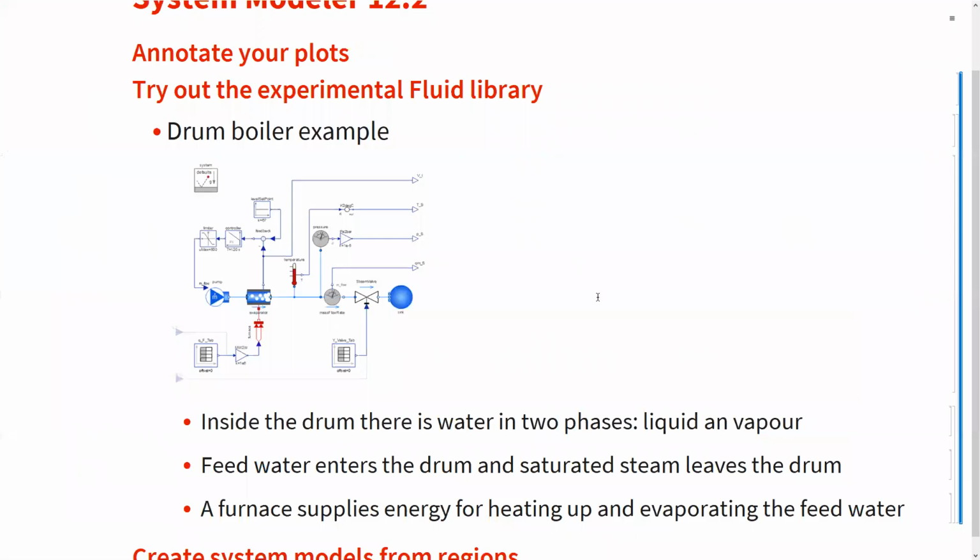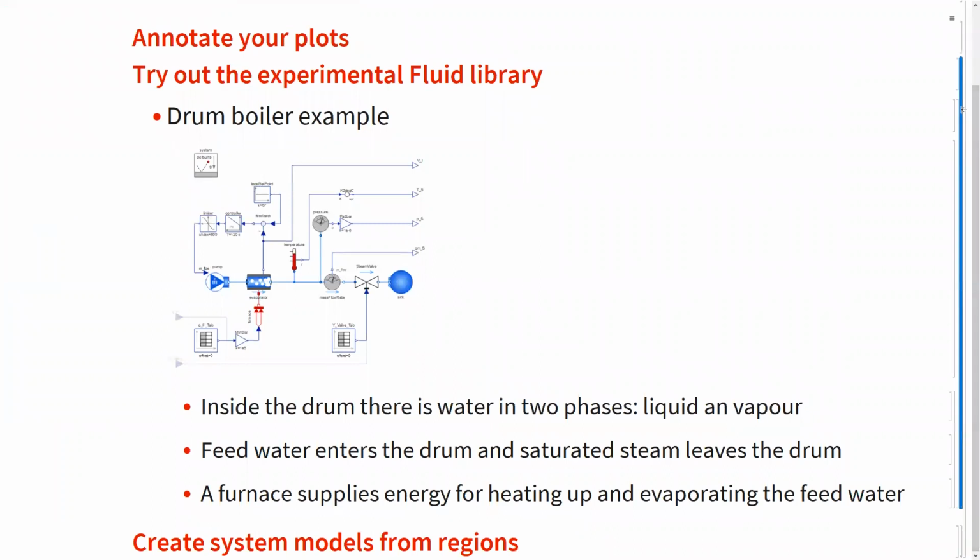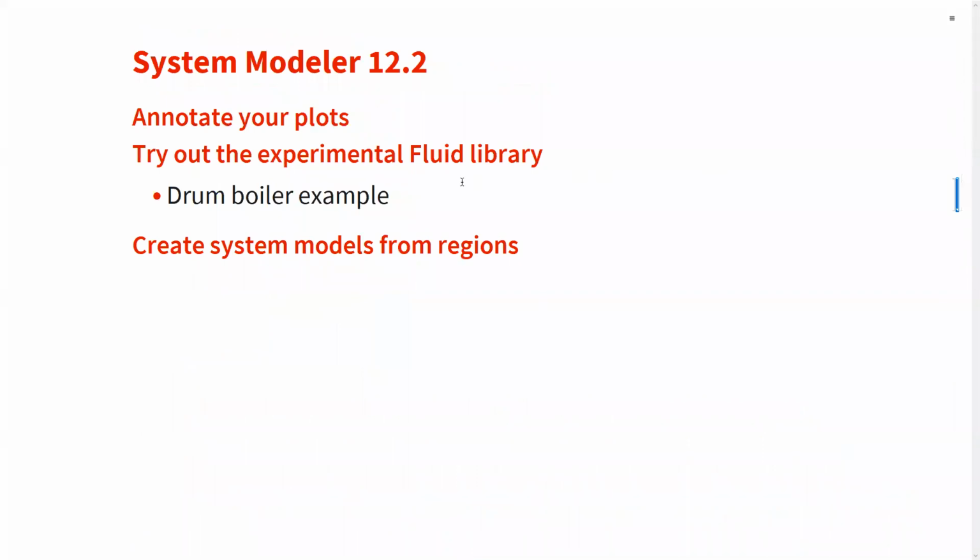Nice. So these are 3 of the things I wanted to showcase for SystemModeler 12.2. Basically making it easier to document your models by annotations, the new experimental fluid library, and system modeling from regions. So I think it's pretty cool.